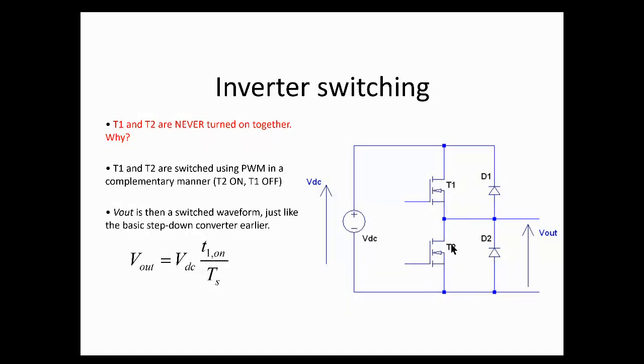So the output voltage is just a fraction of the DC, and it's going to be the ratio of T on to the period, multiplied by the DC, VDC here. That's all the output is, right? So in other words, this part here is your duty cycle. That's your duty cycle.